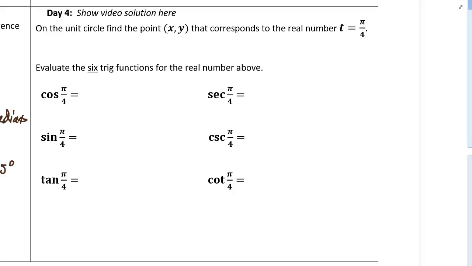Here's the answer for day 4. On the unit circle, find the point that corresponds to the real number t equals pi over 4 radians. So you need to look at your unit circle notes page. Let me call one up on screen.